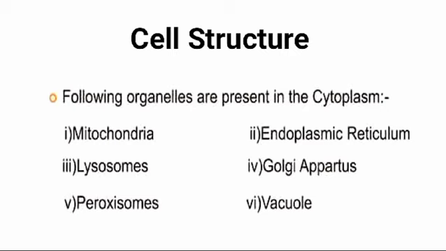The organelles present in the cytoplasm are mitochondria, endoplasmic reticulum, lysosomes, Golgi apparatus, peroxisomes, and vacuoles.